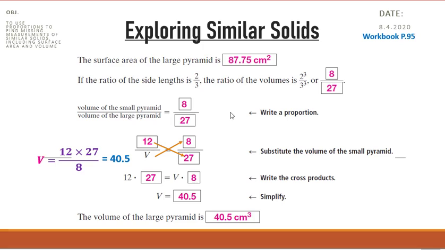Now in this question, we find the surface area and the volume. Okay, there is a difference.